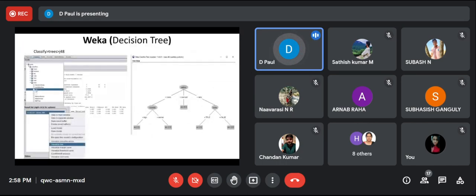So in Weka, what you can do is load the data. Then under this tree, you have J48, that is a decision tree. Then you have random forest, random tree. You can visualize it. You can see it too.